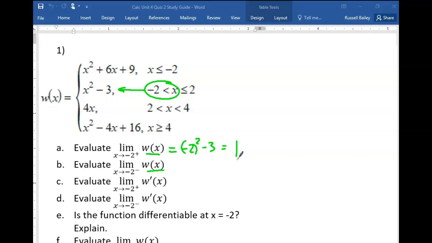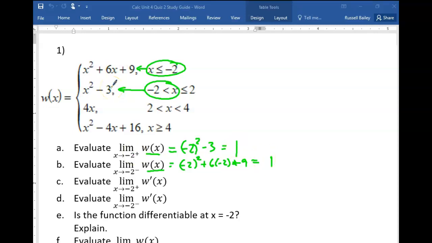Okay, now for the next question, we're approaching -2 from the left, which means we're coming at -2 from numbers that are less than -2. And so for that, we're going to be using this piece. Plus 9. That's 4 minus 12, which is -8 plus 9, which is 1. So notice that the limit from the left and right of -2 are both 1. And therefore what that means is that these two pieces connect.